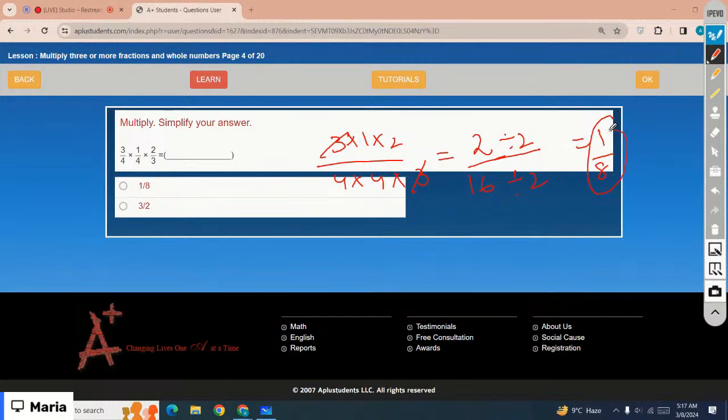1 over 8 is the correct option. Yes, the answer is simplified. So the correct option is 1 over 8. Got it? Or do you still have any confusion? The correct option is 1 over 8.